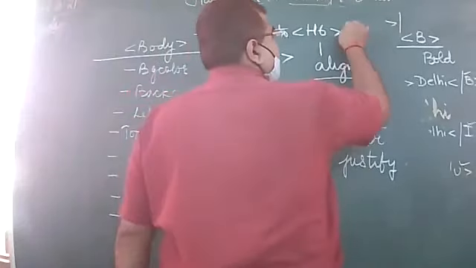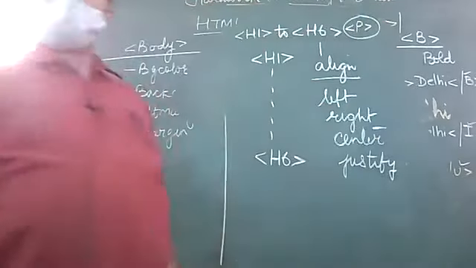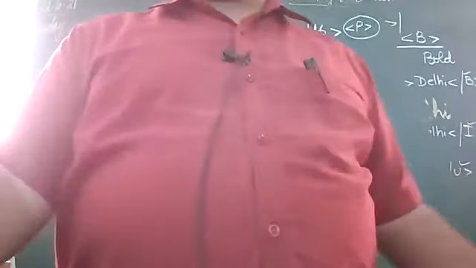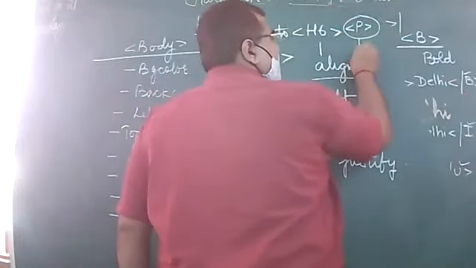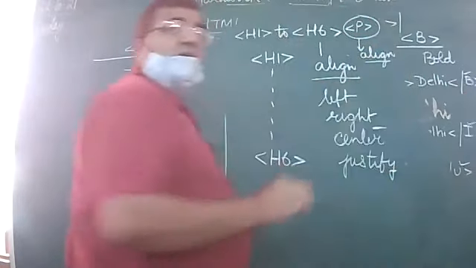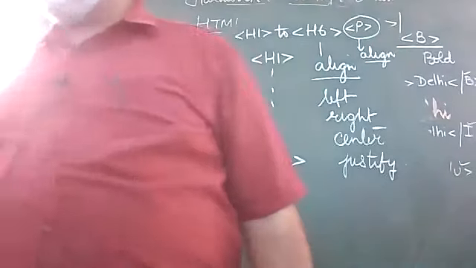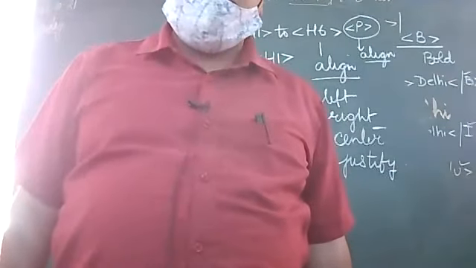Then next tag is the P tag, that is the paragraph tag. It is used to create a paragraph. The paragraph tag also has one attribute, align. Am I clear to all up till here? All right.